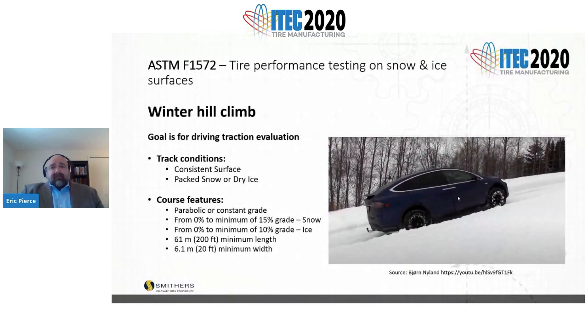So moving on to the next test this covers, winter hill climb. Goal for this is just driving traction evaluation. So you need to have a consistent surface. It's either going to be packed snow or dry ice. You can either have a parabolic or constant grade. It starts out with 0% up to a maximum of 15% for snow, and 0 to 10% grade for ice. Then there's specific track requirements of a minimum of basically 61 meters long and 6.1 meters wide.